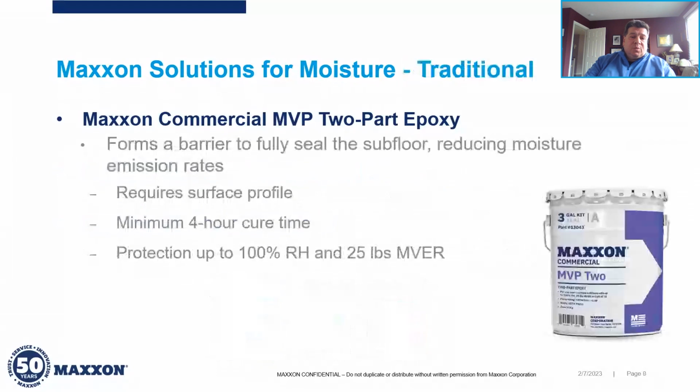This is our basic two-part epoxy called MVP two-part epoxy. No secret bells and whistles here. Part A gets mixed into Part B. It must be applied over a profiled surface, and when squeegeed out over the surface and allowed to dry, it's going to provide moisture mitigation protection of up to 100% relative humidity and 25 pounds of MVER.